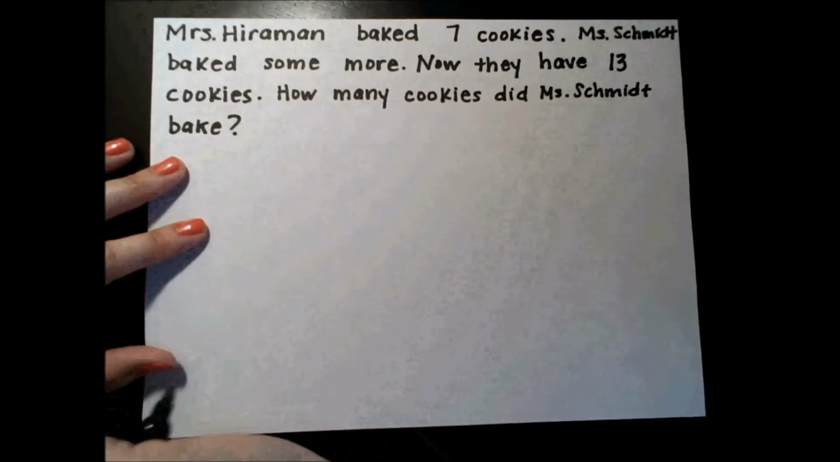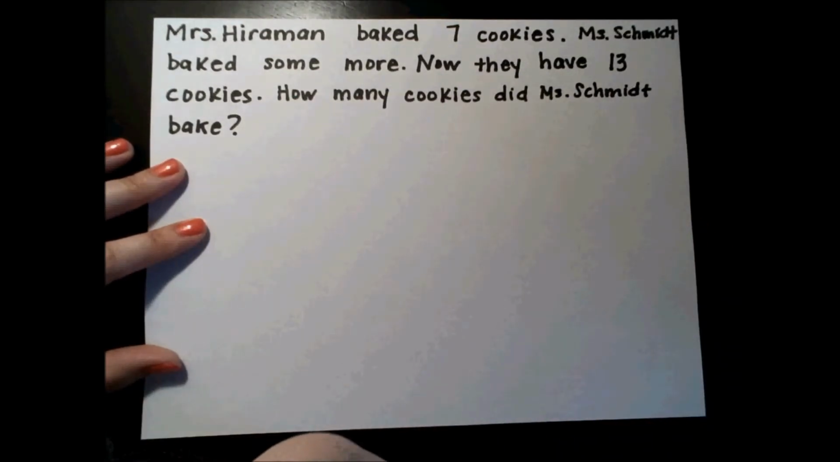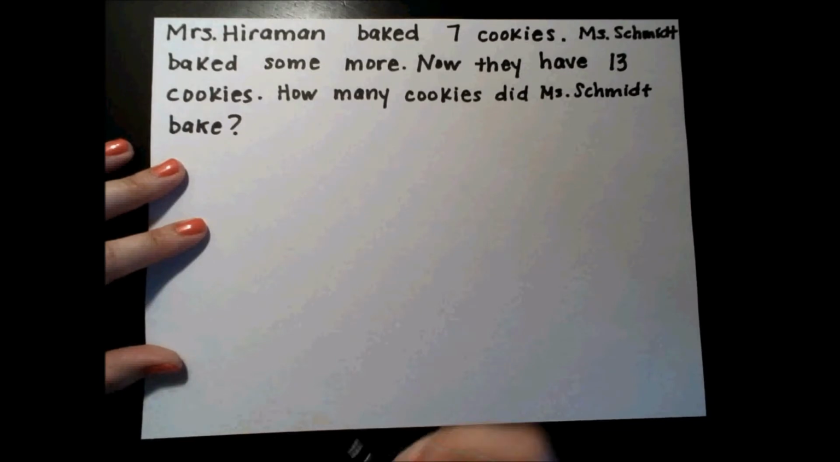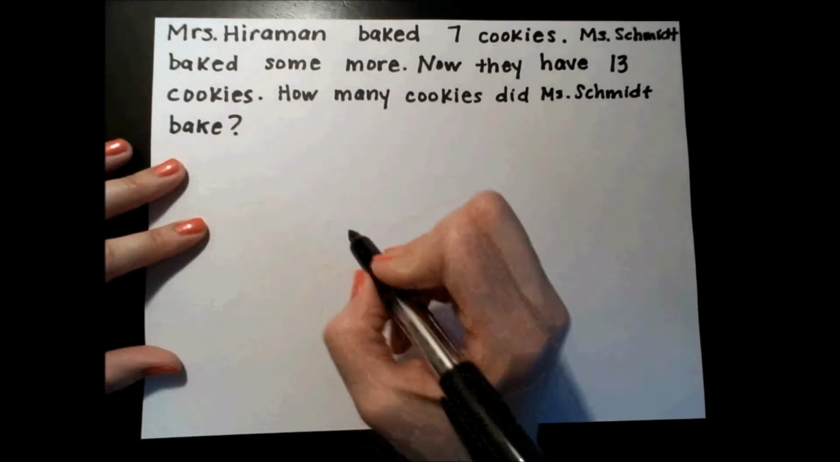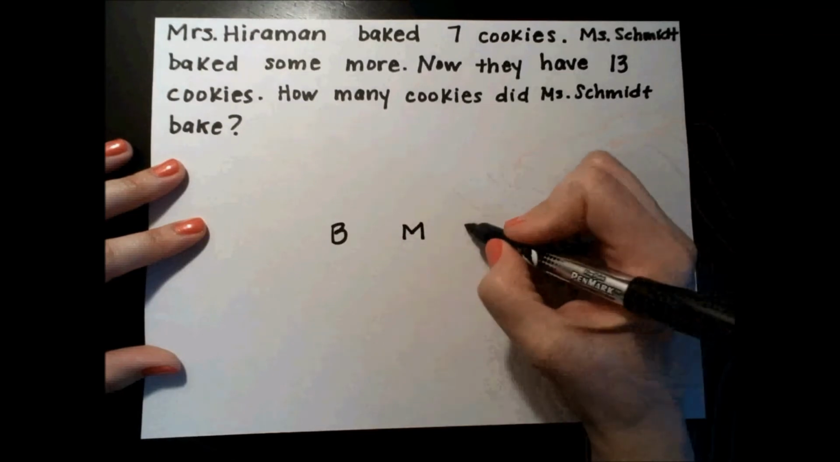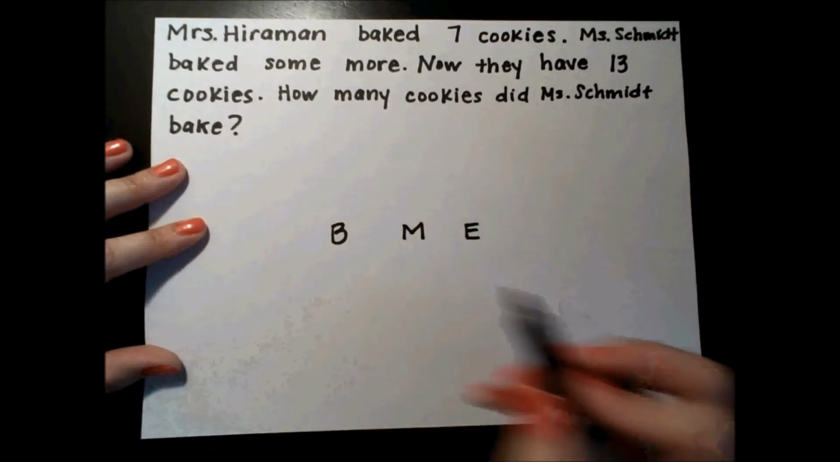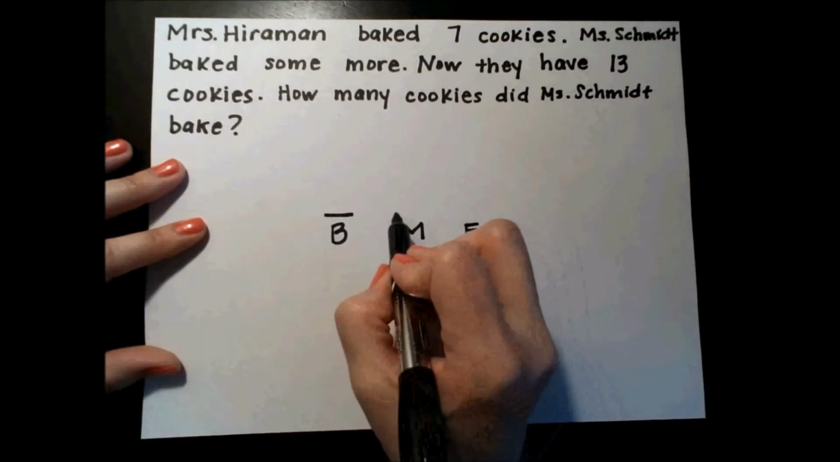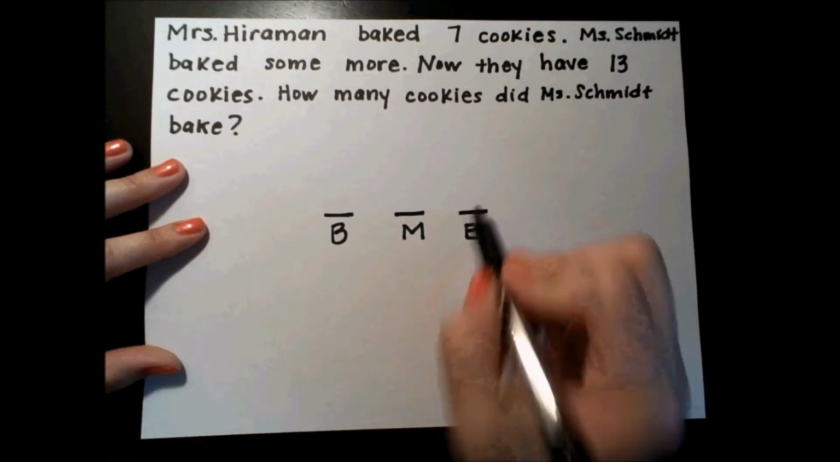So just like when we read a story, we have a beginning, middle, and end. So when we have an equation, we also have a beginning, a middle, and an end of the story. So I'm going to use each part of the story to come up with my equation.